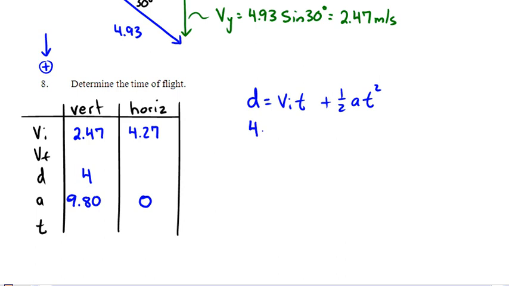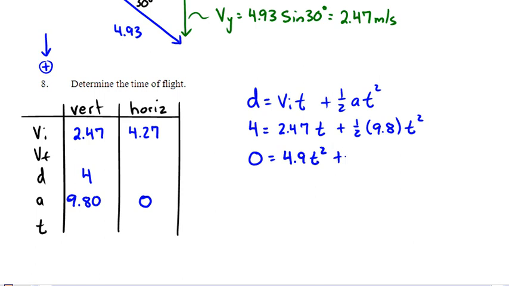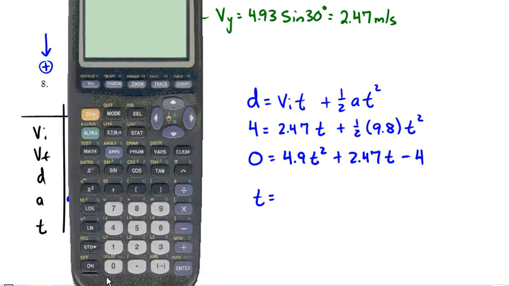So I'm going to put in my 4 meters. My initial velocity there is going to be the 2.47 t, and then I've got 1/2 9.8 t squared. Got to get everything sloshed over to one side in order to use the quadratic. So I'm going to go 0 is equal to 4.9 t squared plus 2.47 t minus 4. It's quadratic. I'm kind of expecting a couple of answers. One will probably be kind of silly when I do it, but we'll see what happens here.